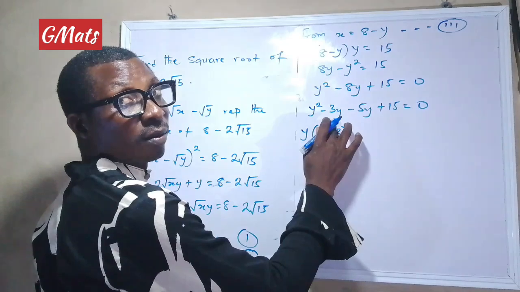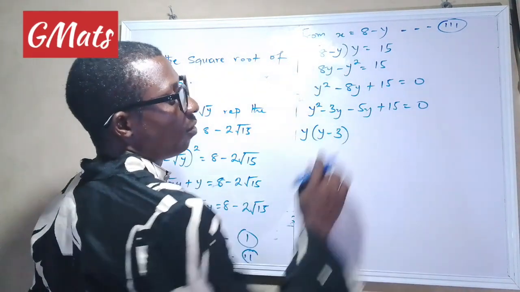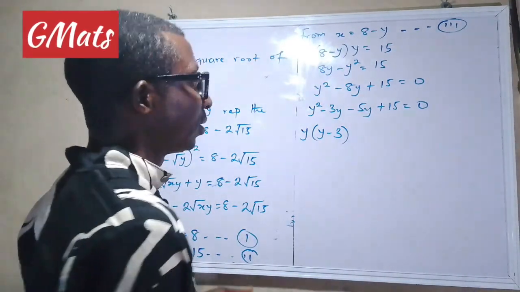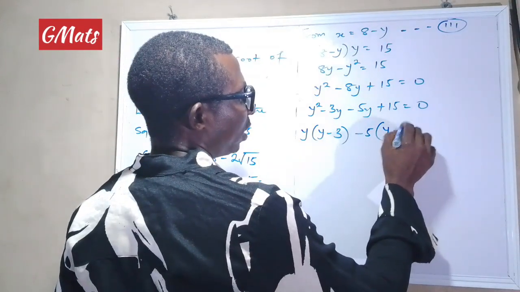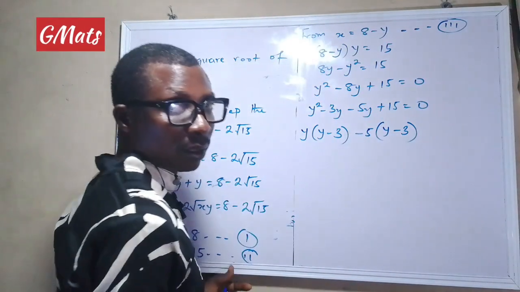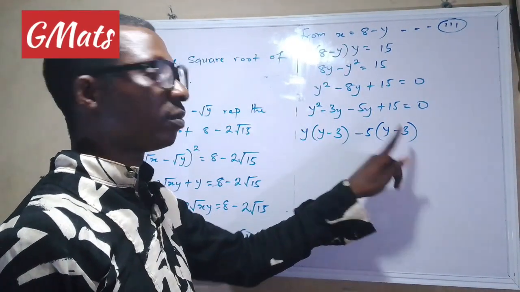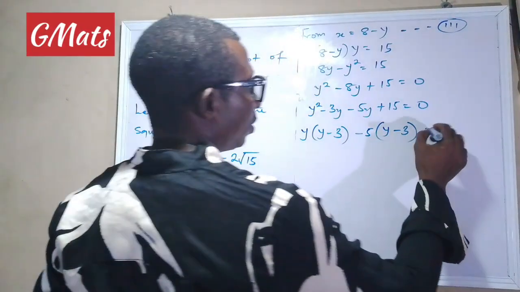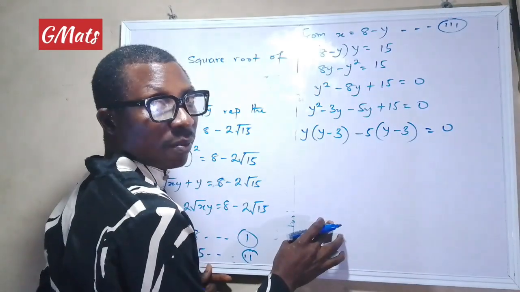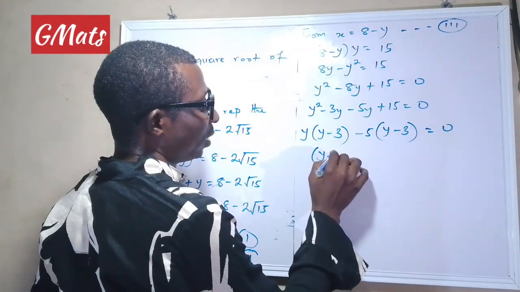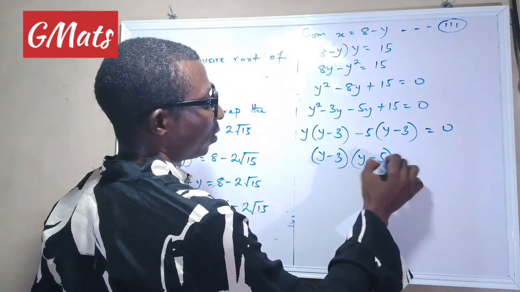Divide this by y, minus 3y by y, you have minus 3. The common factor here is minus 5. So we have minus 5 times y minus 3. When you divide this by minus 5, you have y minus 3, so equals 0. Okay, from here you can factor out y minus 3. So we have y minus 3, and we have this one left, y minus 5, equals 0.